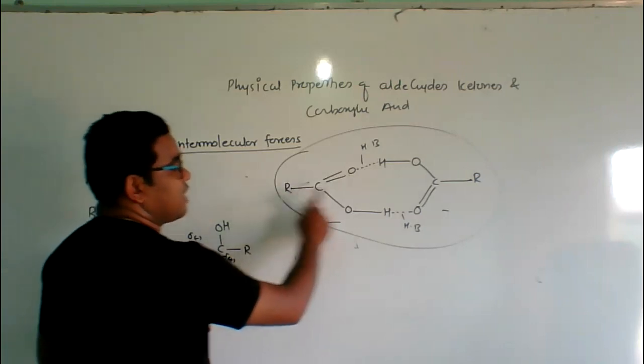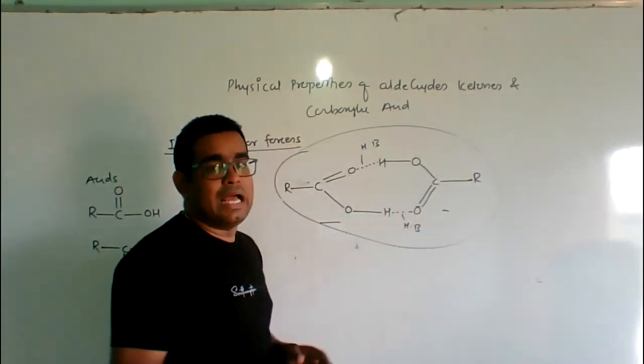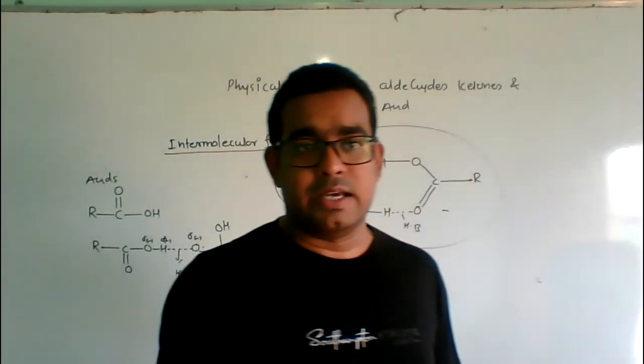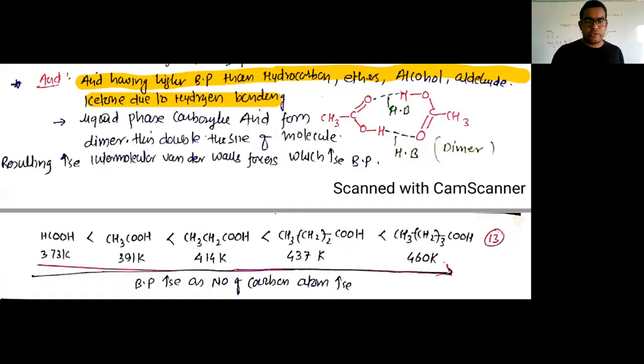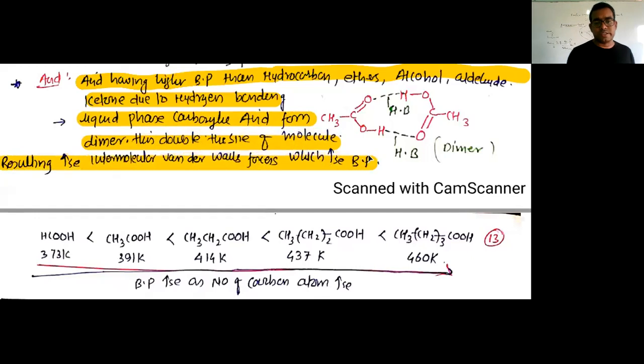Now you can change the R group. R group change करके हम लोग कोई भी acid को वहां prepare कर सकते हैं. तो this is all about the dimerization. Right? तो liquid phase carboxylic acid form dimer. तो यहाँ पे point को underline कर लो. Liquid phase carboxylic acid form dimer. This doubles the size of molecule. Molecule का size क्या करता है, double, and then hence resulting increase in intermolecular van der Waals force, which increases the boiling point.